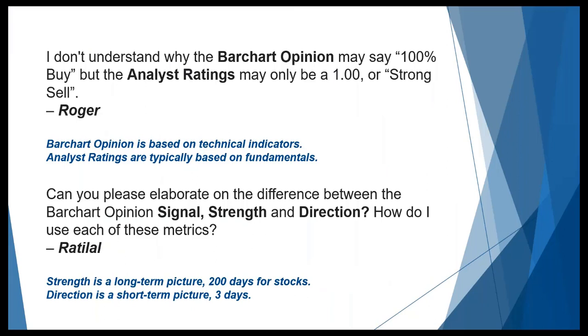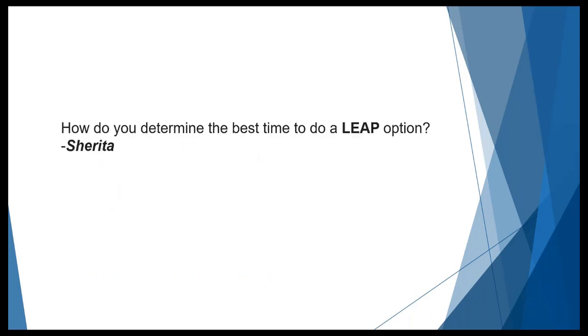and there's our strength is a longer term picture, 200 days for stocks, and direction is a shorter term picture, 3 days. Okay. All right, so here's a question. How do you determine the best time to do a LEAP options?